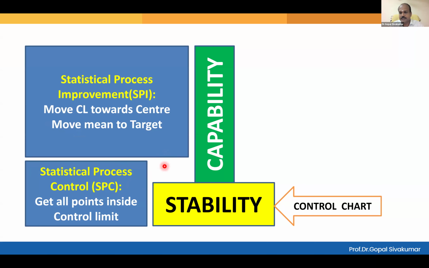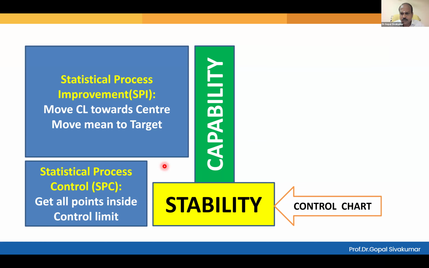looking at your control chart. How do you know whether the process is under statistical control or not? All the points will be clustered around the center, right? At least all the points will be inside the control limits. That means there is statistical control.